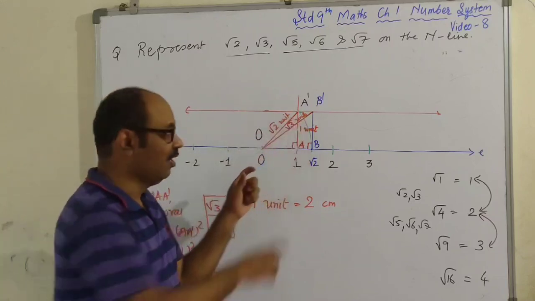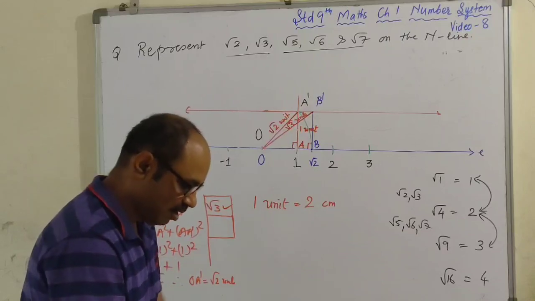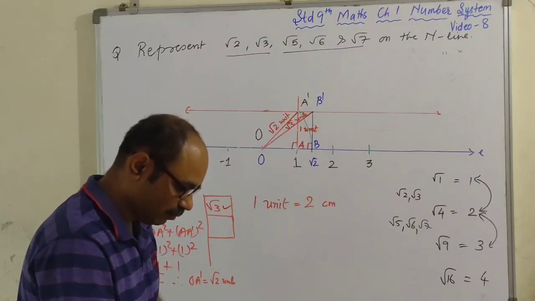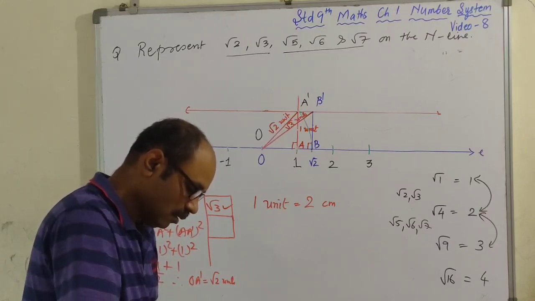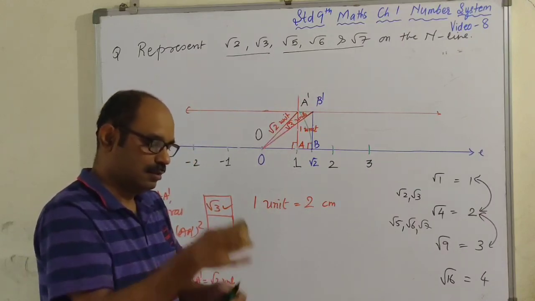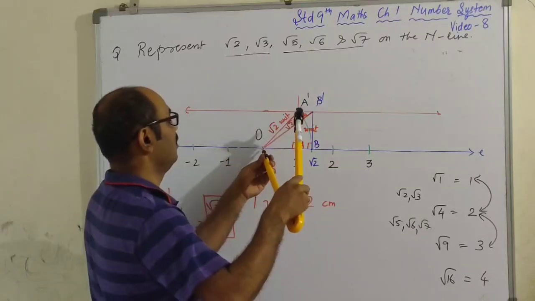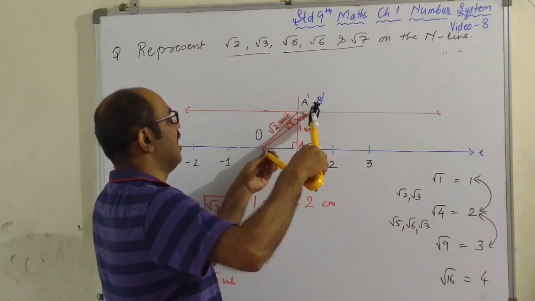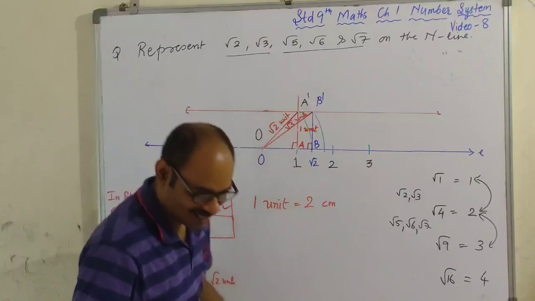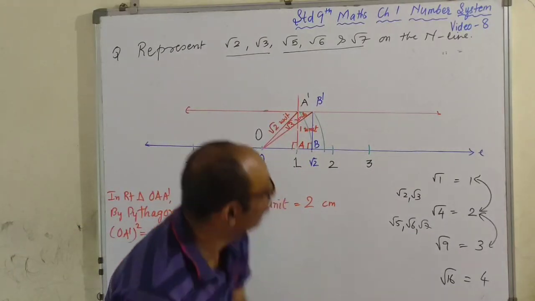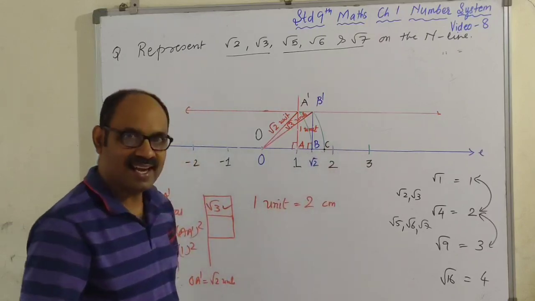Now you got root 3. We will project it on the number line. Correct? And for projection, I'll have to use the compass, center O and radius OB dash, which is root 3. Children, this is the next point we got on the number line. Let's call it C. Correct?